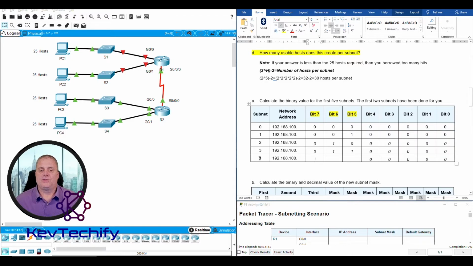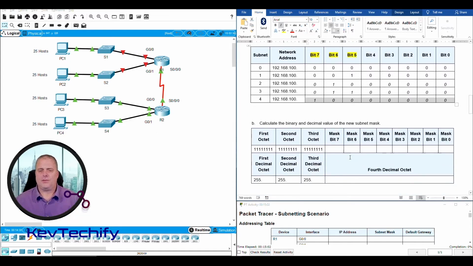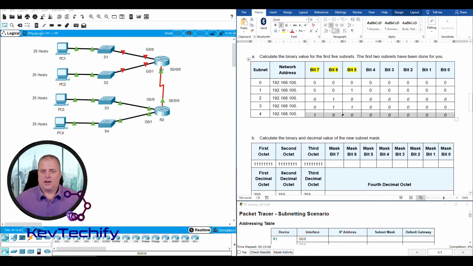Figure out the value for the fifth subnet. We add 1 to this value here. 1 plus 1, you can't have 2, so we start over. Increment the next column by 1. That gives us 1 plus 1 here again. Can't have 2, so we start over at 0. Increment the next column by 1. That is the value for this. That fills in our chart there.